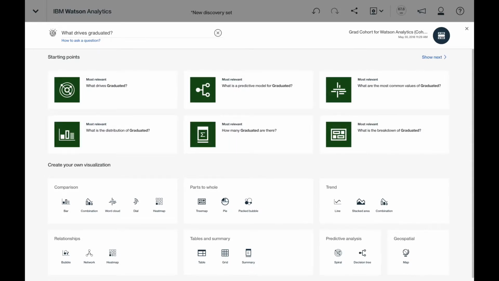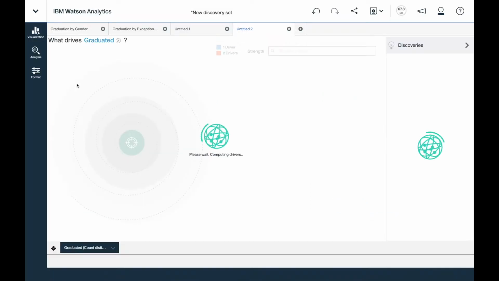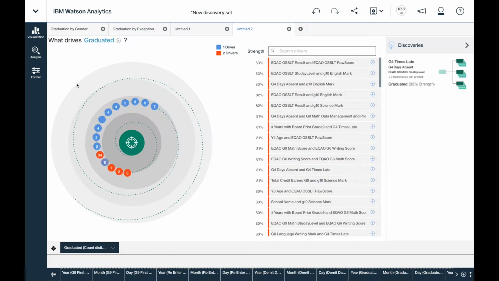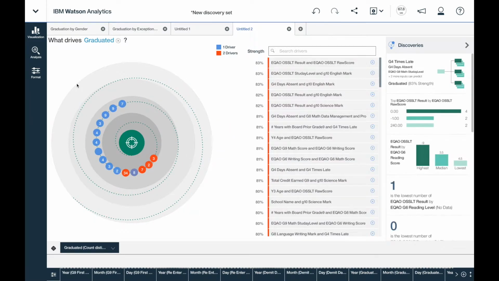I'm now presented with a new starting point that looks like a bullseye. I'm going to select it. This visualization is called a spiral graph. The way it works is that the dotted line spirals inward toward the center. The closer a data item is on the center, the more significant it is.